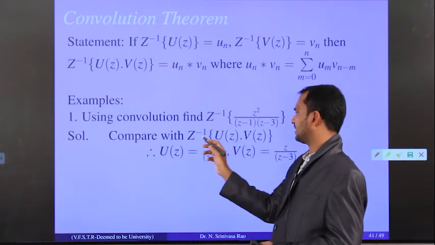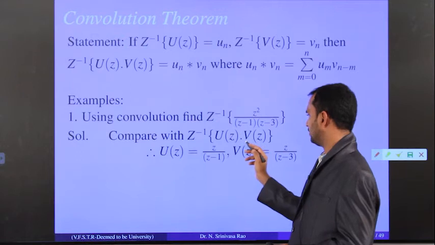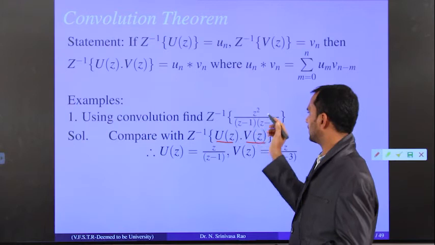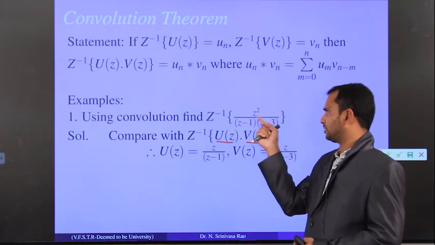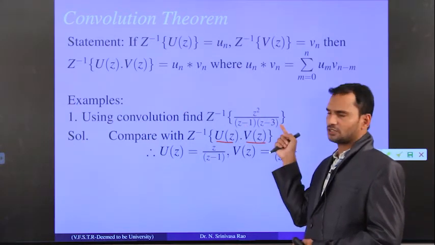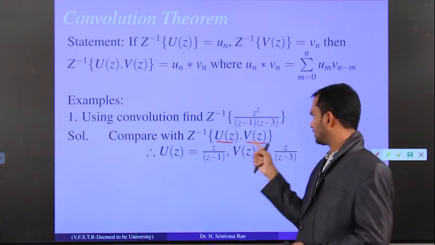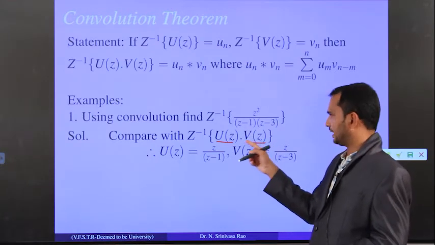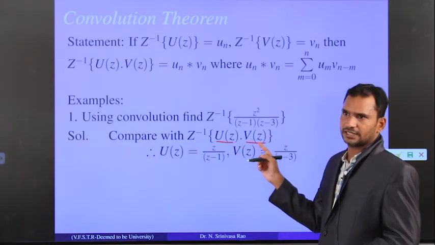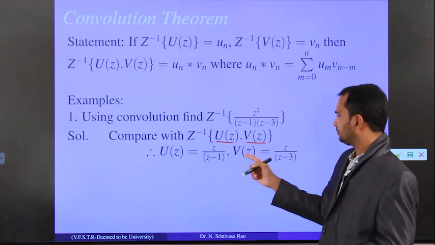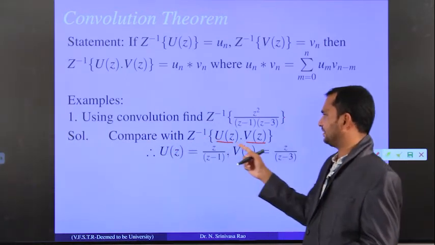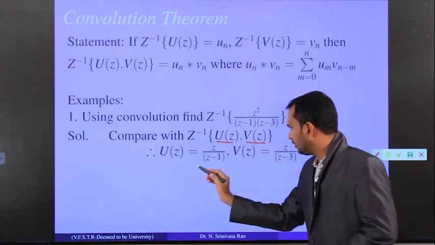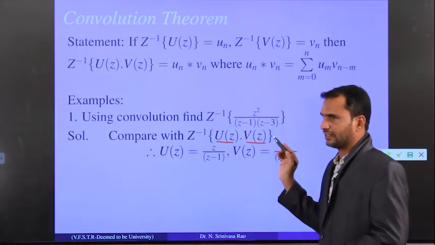This is given: z inverse of z squared by (z minus 1)(z minus 3). Compare with z inverse of U(z) into V(z). So what is U(z), and what is V(z)? This product can be divided into two parts. z squared can be written as z into z. So therefore z by (z minus 1) and z by (z minus 3). This way you have to identify U(z) and V(z). Your first target is to find U(z) and V(z).